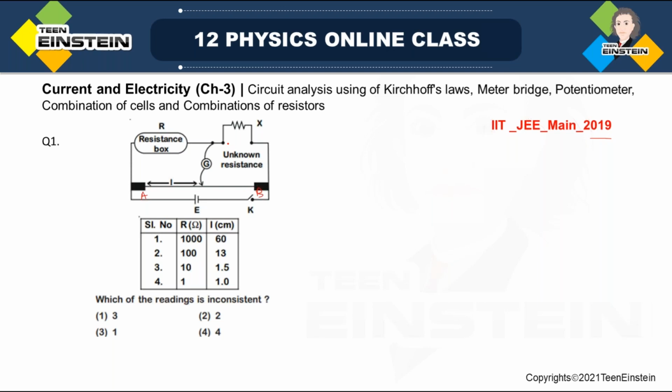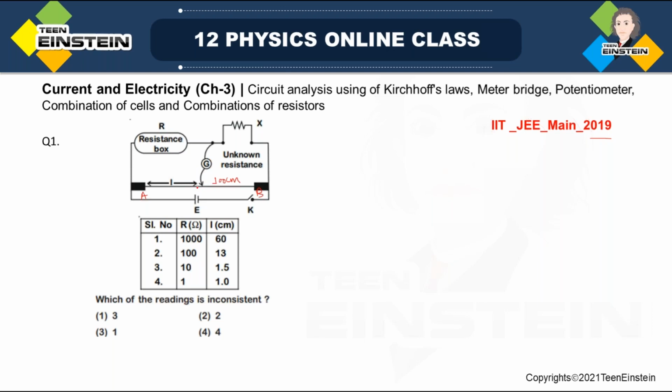What we generally do is connect the circuit, and this is a galvanometer, you know that. One end of the galvanometer is connected to the jockey, and the jockey can slide over this wire. This wire is of 1 meter or 100 centimeter length, so that's why this experimental setup is called the meter bridge experiment.